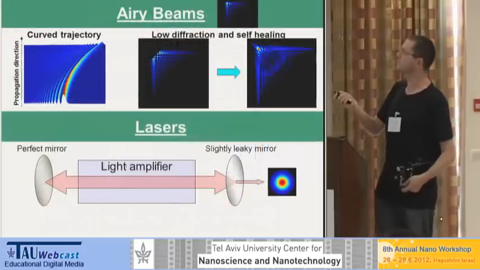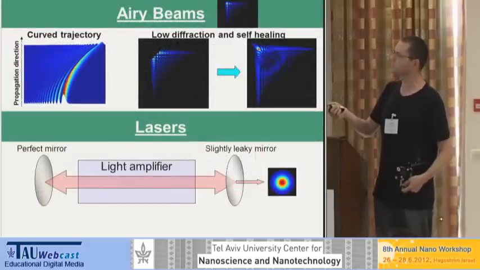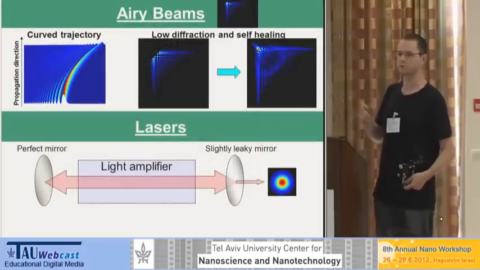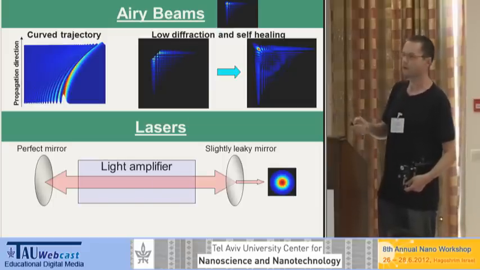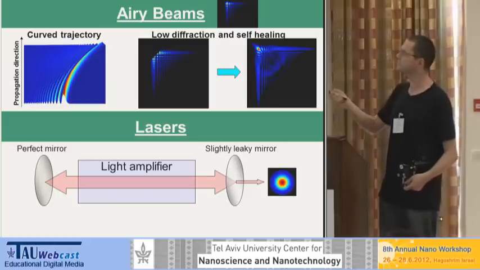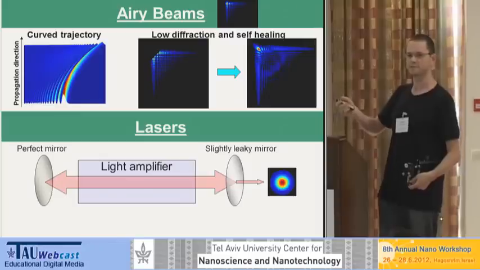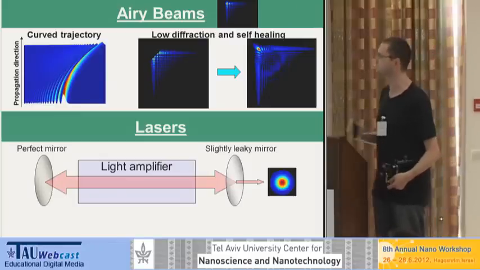Airy beams that look like this actually follow a curved trajectory as they propagate. They have very low diffraction and they can self-heal. So if we take an airy beam and put an obstacle that blocks a part of the beam, after a short propagation distance, the beam will restore its original shape. Magic beams. So you see, they're all very interesting.